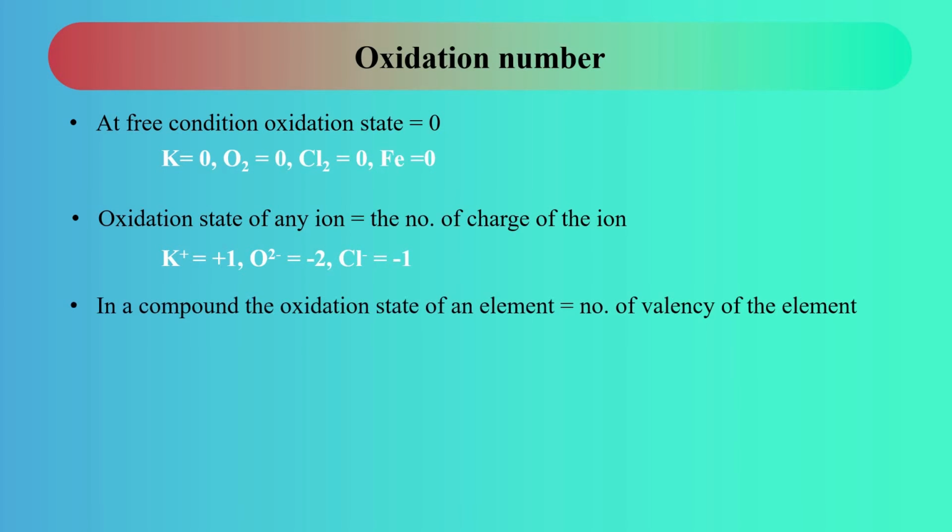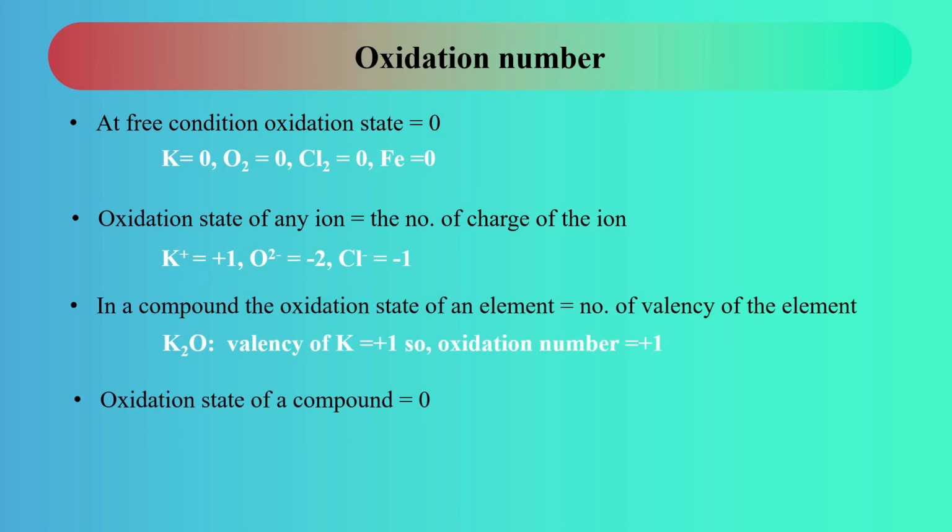Third rule: oxidation number of any element is equal to its valency when they make a compound. Here potassium oxide is a compound. In this compound potassium valency is +1, so oxidation number +1. Similarly for oxygen, -2. Fourth rule: the oxidation number of a compound is equal to 0. So potassium oxide is a compound, so the total is equal to 0. How is it coming 0? Potassium is +1 multiplied by 2, that is +2, oxygen -2, so +2 -2 is 0. These rules are really important to find the oxidation number.